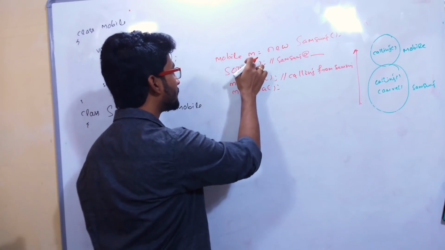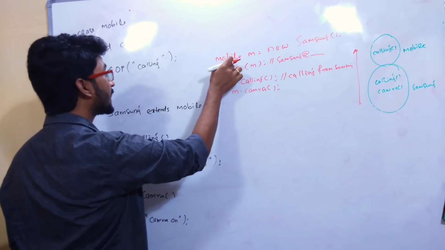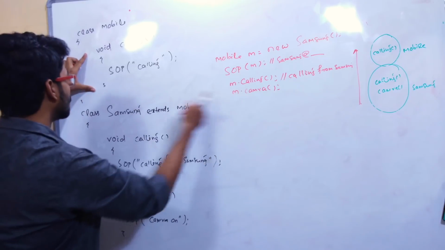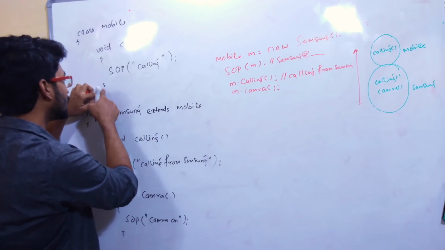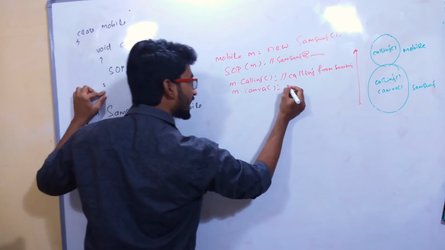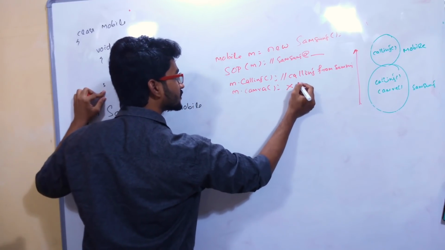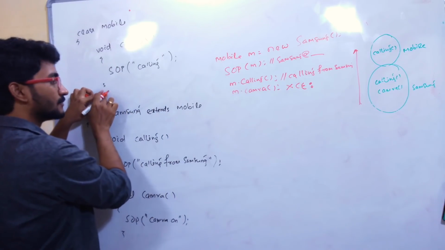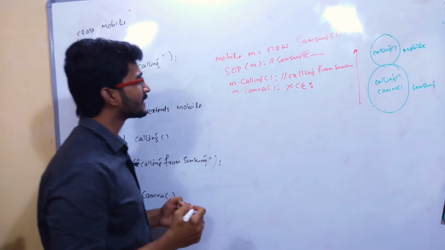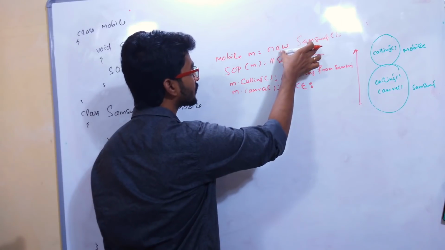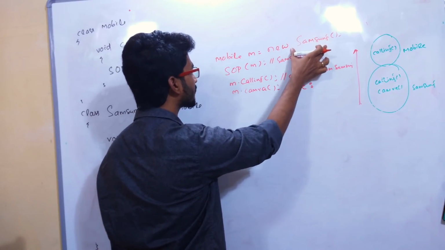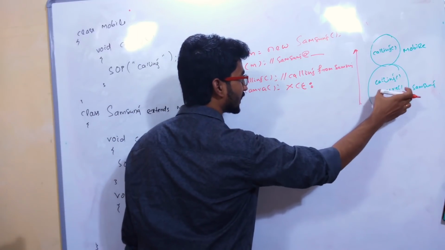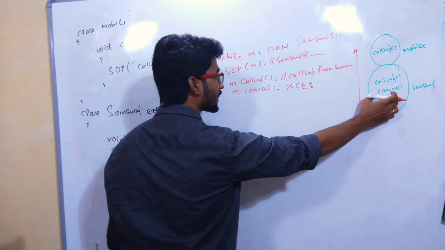So this m is the parent type reference, and in the parent class, in the mobile class, do we have a method called camera? No, we do not have a method called camera here. So you are going to get a compilation error over here, because this particular method is not available. You might be thinking, I'm storing the Samsung class object here in the m reference, so why can't I access this particular camera method?